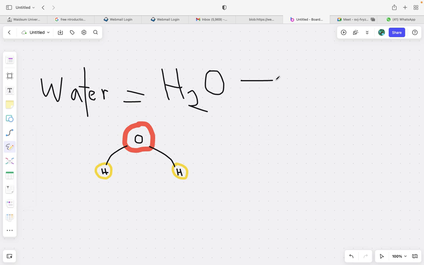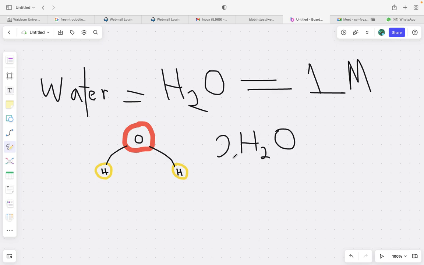H2O is equal to 1m. For molecule, let me use m so that we'll not waste time. So we say 1m. If it's two molecules, I'll write H2O, then I'll put 2 at the back. So this will be equal to 2 molecules of water. This will be 2m. Are you with me? 2 molecules of water.